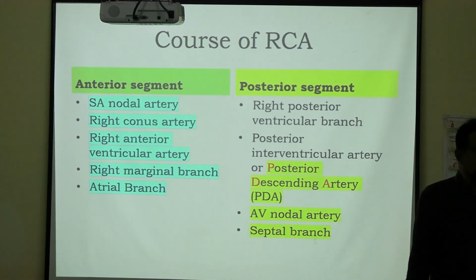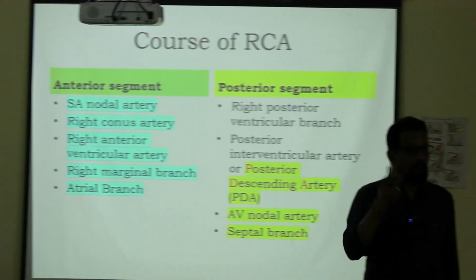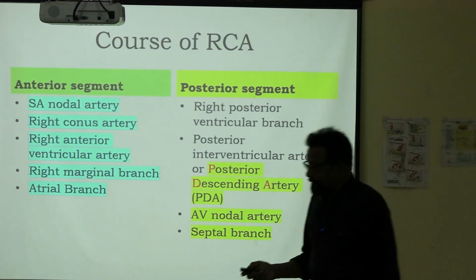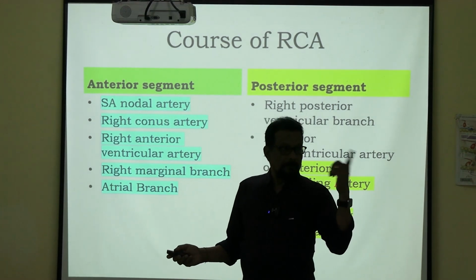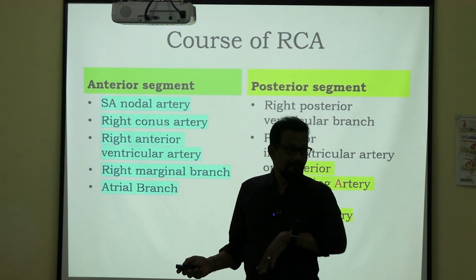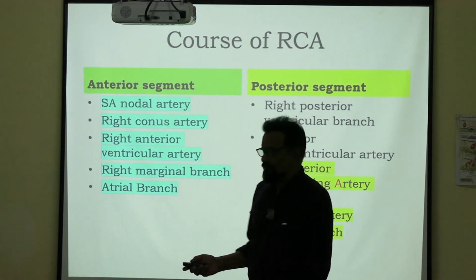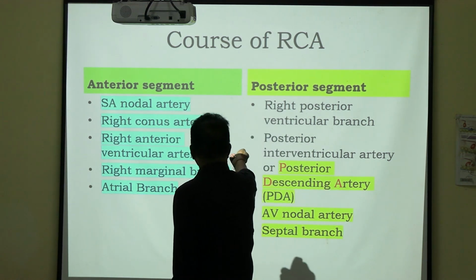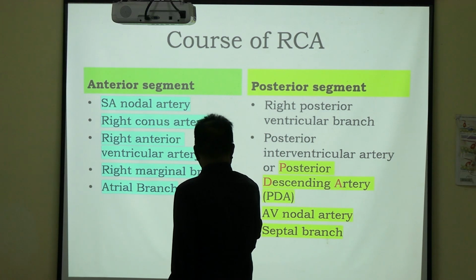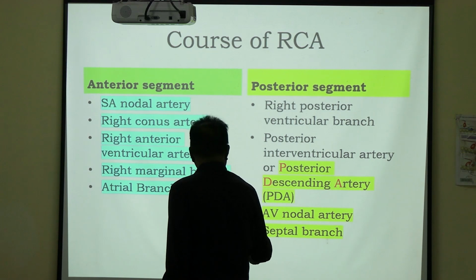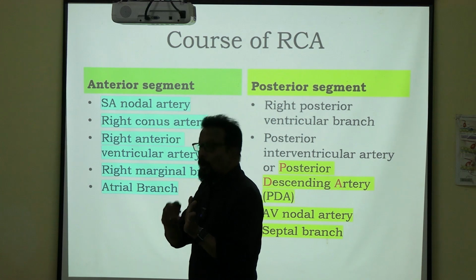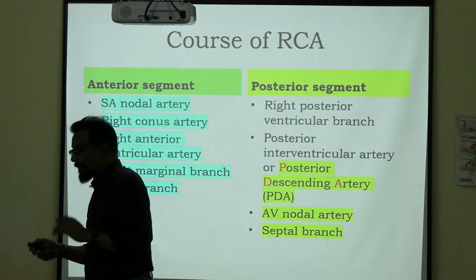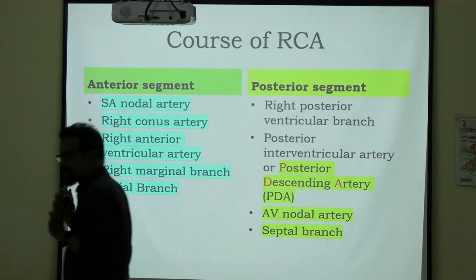Another important branch we will get in the left coronary artery is the LAD, left anterior descending artery. Posteriorly, in the posterior side, the PDA will give branches to the AV node and also to the septum. Septum means interventricular septum, in short IVS. Okay, so you learn about this.